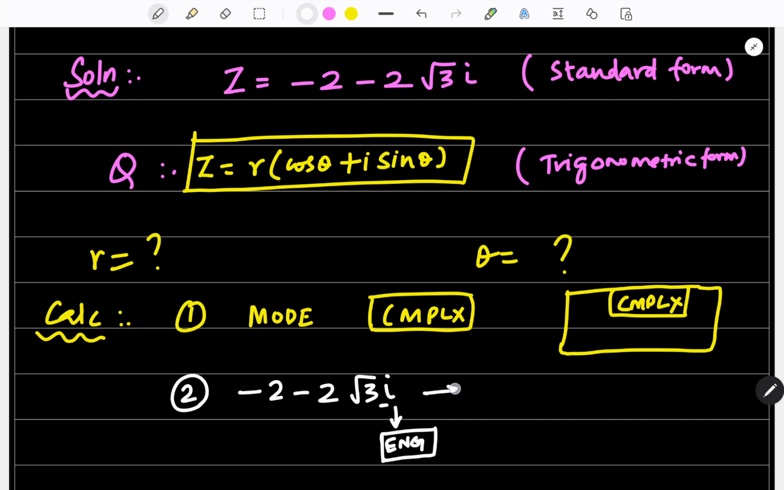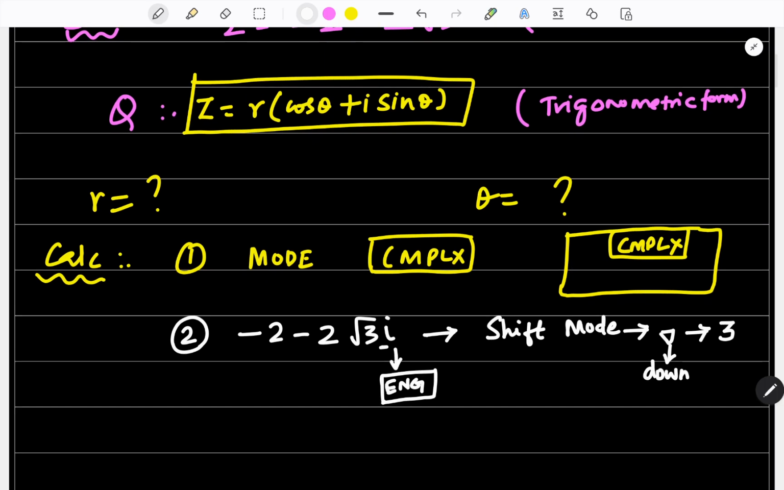Once you press this, then you go Shift Mode. It is very easy. In the beginning, it's difficult. Shift Mode and then go down arrow. Press the down arrow again. After that, you will get 1, 2, 3, 4. You press number 3. When you press number 3, you will get two options, a plus bi and r angle theta.